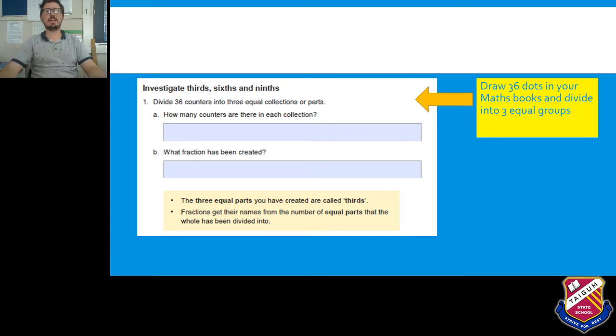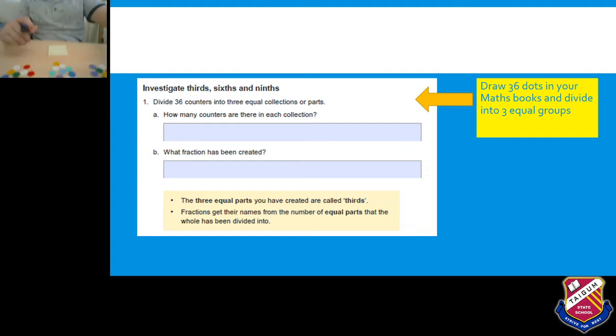Now, B says, what fraction has been created? Keep in mind, this is how I write the fraction. So I first do the numerator, which is the number on top. Think of your numerator as your head. It's the top part of your body, isn't it? So the number on top, or the numerator, is always one of the collections. Okay, so if I look at this collection, I've got 12. So I'm going to write 12 at the top.